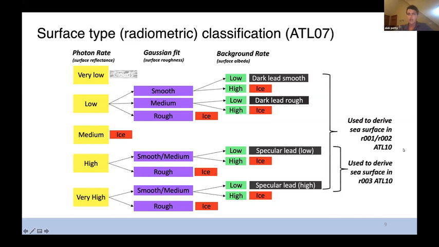Dark leads get a bit more confusing. We're trying to look at low photon rates, and at how smooth or rough the Gaussian fit is and how the background's changing. And that's harder to derive.